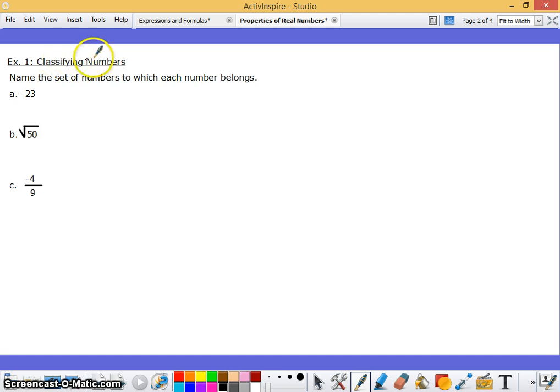So our first example is we want to classify numbers, so name the set of numbers to which each number belongs. With negative 23, since it's negative, it is not going to be a whole number or a natural number, so we start with it being an integer. It is a negative integer. After integer, it is also rational, and then they are all right now going to be real.